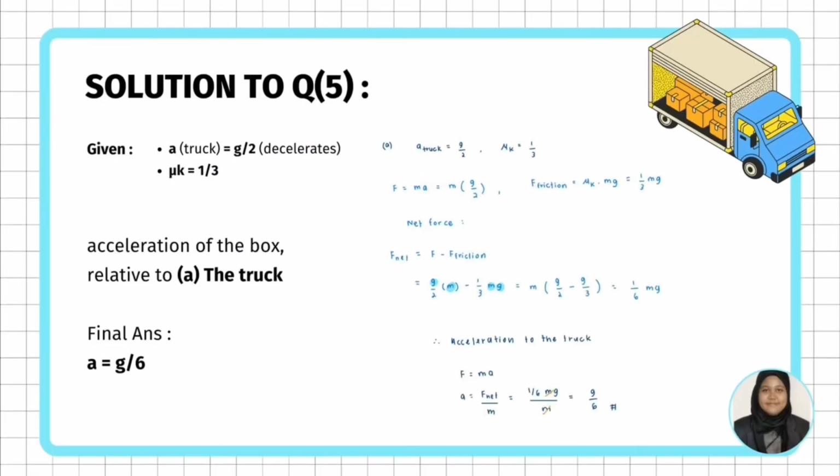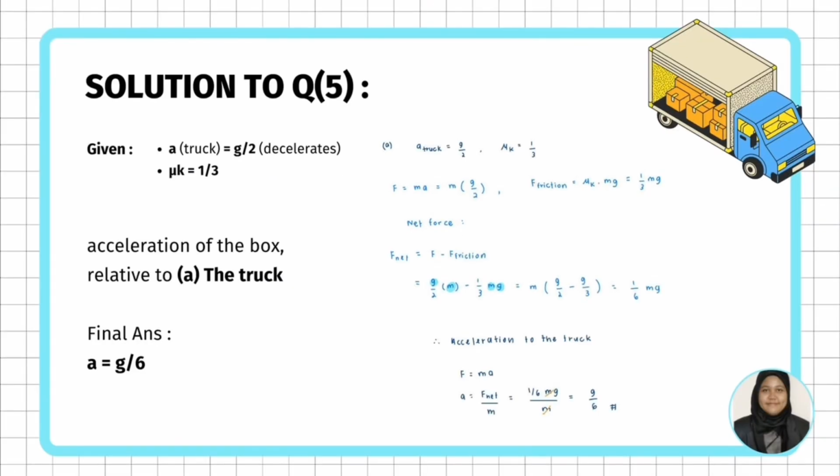For the inertial force, the equation is F equals ma, where a is given by g over 2. For the friction force, it is mu k times mg, where mu k is given by 1 over 3. From here, we find the net force, which is F inertial minus F friction. Therefore, we can put the net force into F equals ma to find the acceleration. The final answer is a equals g over 6, where g is the gravitational acceleration.